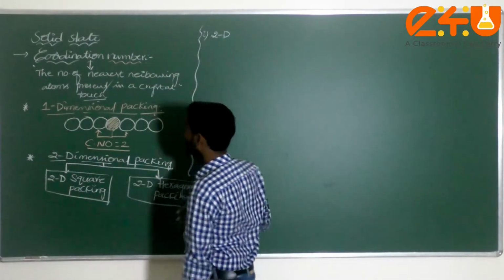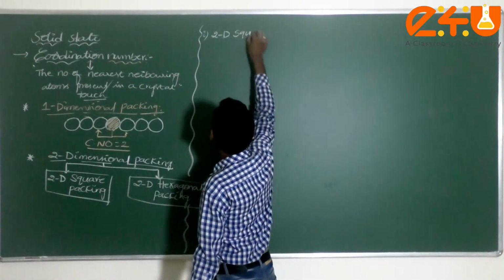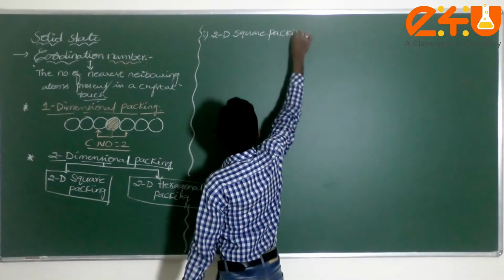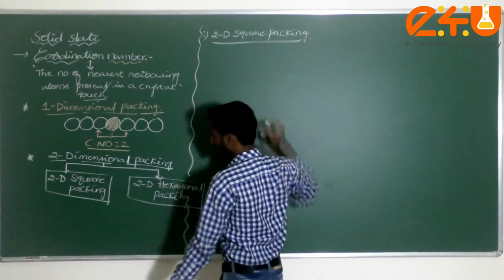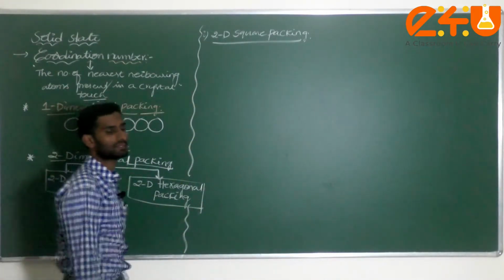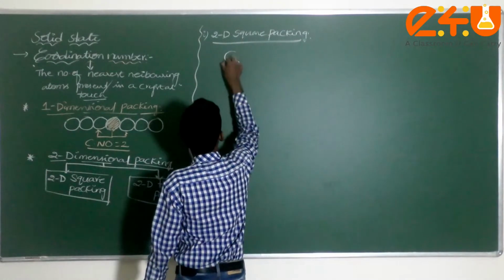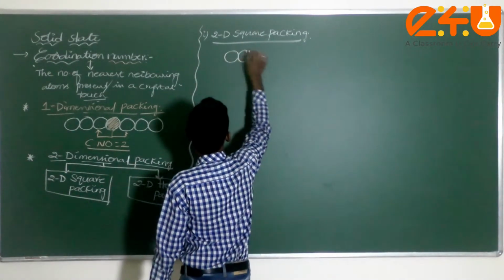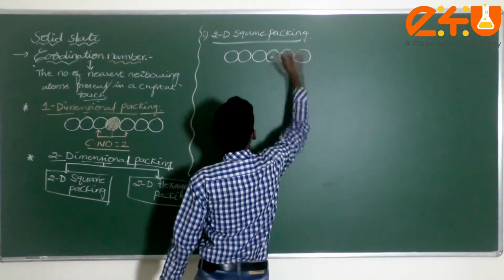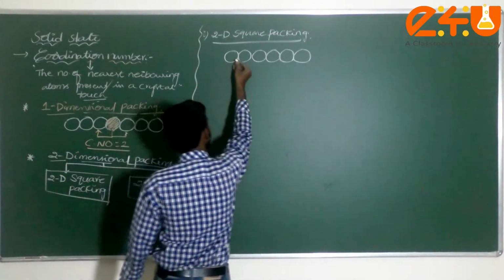Two-dimensional square packing, dear students. Just check it. Now in this one-dimensional arrangement, I consider one layer of atoms. Just check it here. Correct or not? This one, exactly the same.